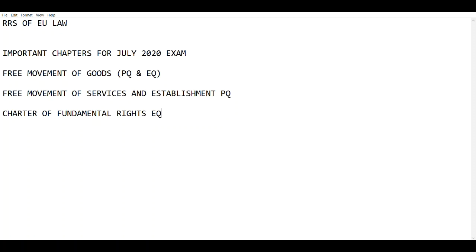For the July 2020 exam, the important chapters according to me are free movement of goods, free movement of services and establishment, and the Charter of Fundamental Rights. It is highly likely that from the free movement of goods chapter and from the free movement of services and establishment chapter as well, you will find an essay question on the exam. And if we consider the last 5 years' questions, then it is highly likely that there will be an essay question from the Charter of Fundamental Rights chapter.